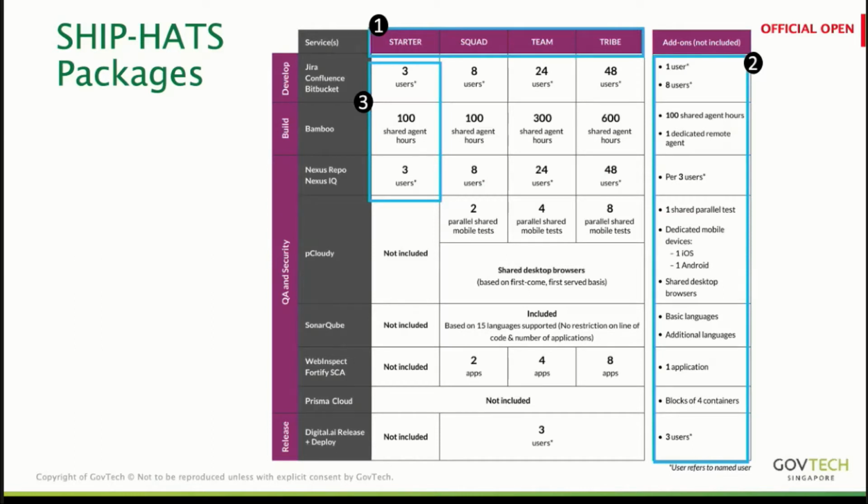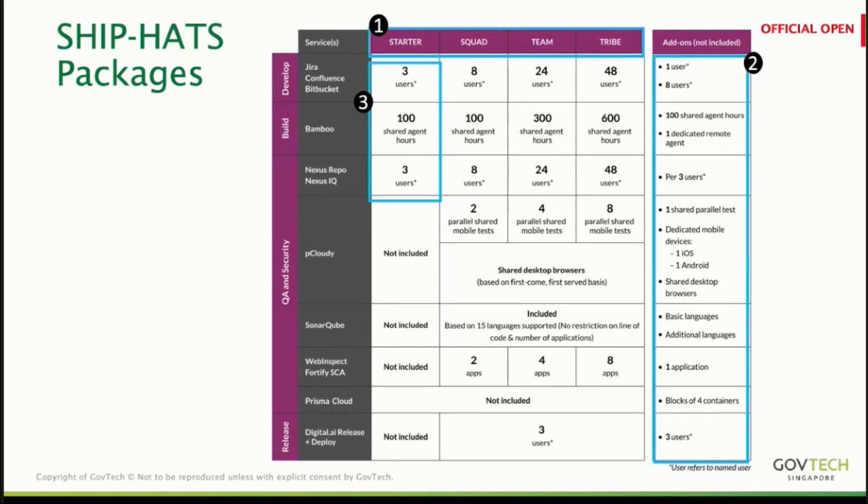The team tier consists of 24 named users, 300 shared agent hours, 24 users for Nexus, 4 parallel shared mobile tests on pCloudy, shared desktop browsers, 15 basic languages for SonarQube, 445 apps, and 3 users for the release tool. Agencies are required to choose a base tier before they can include add-ons. The add-ons can be found at the right-hand column in the number 2 blue box.